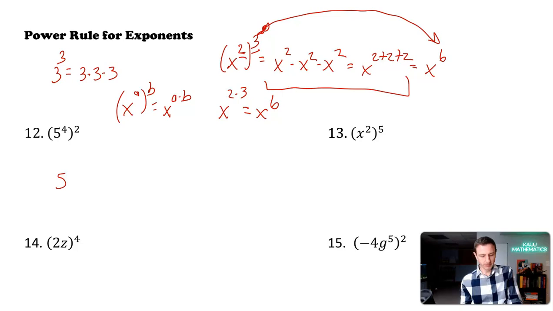So 5 to the 4th to the 2nd is going to be 4 times 2. Because I have a power to a power. So it's 5 to the 4th times 5 to the 4th, which is just 4 plus 4. So that's going to be just the same thing as multiplication. So 5 to the 8th.